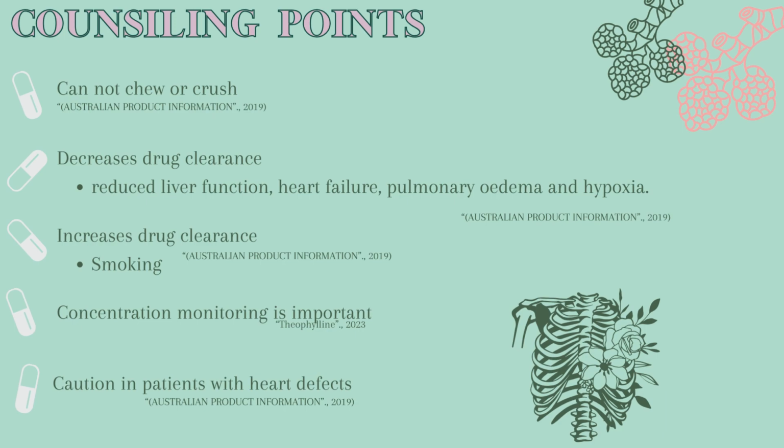Patients that smoke will have an increase in drug clearance. Due to the therapeutic range being small, it is important to monitor plasma concentration of the drug to limit toxicity. As this medication has a strong effect on dilation of the blood vessels and the relaxation of muscles, it is important to understand a patient's cardiac history.